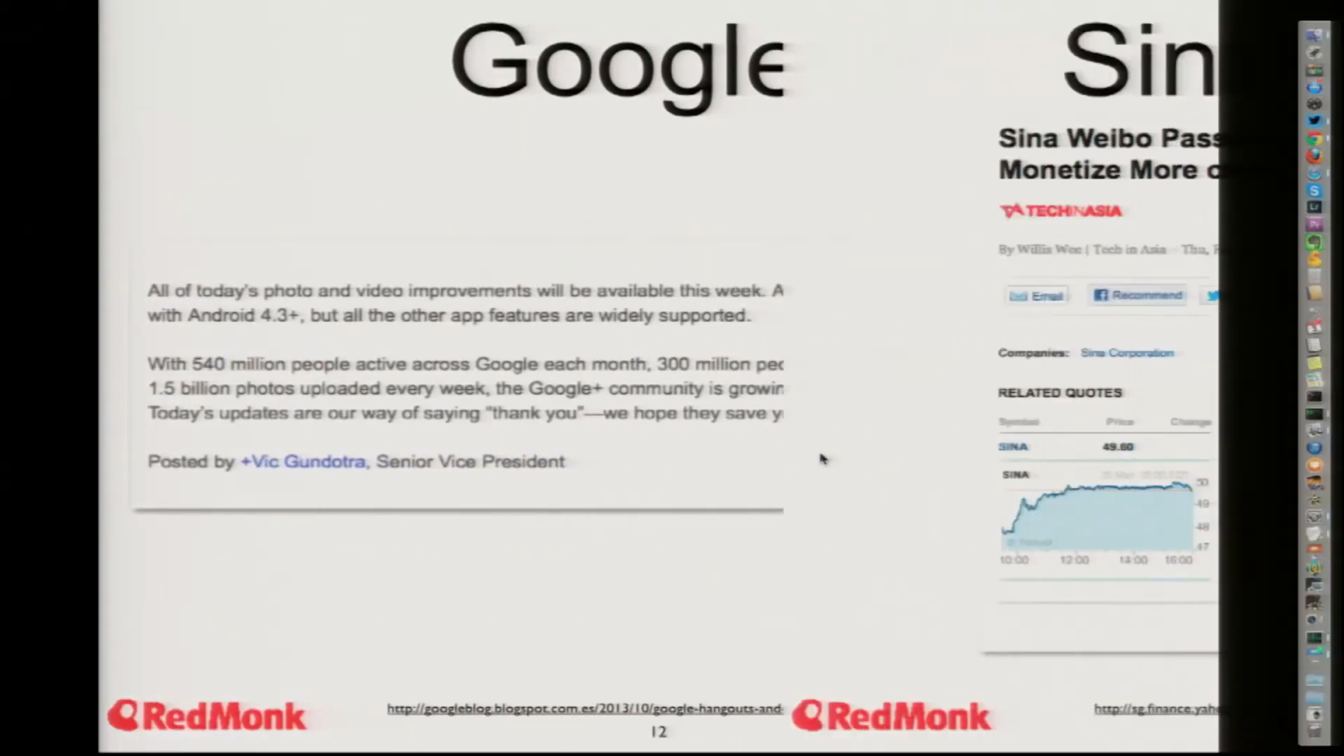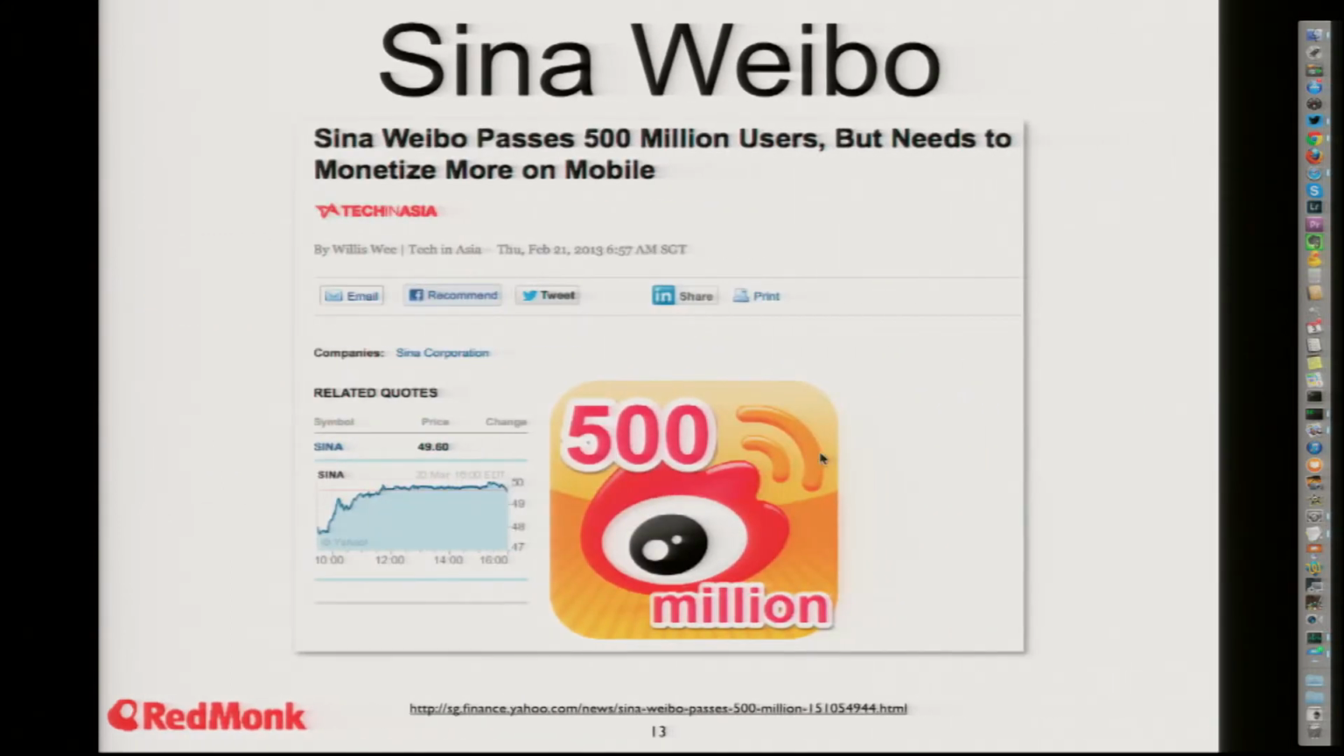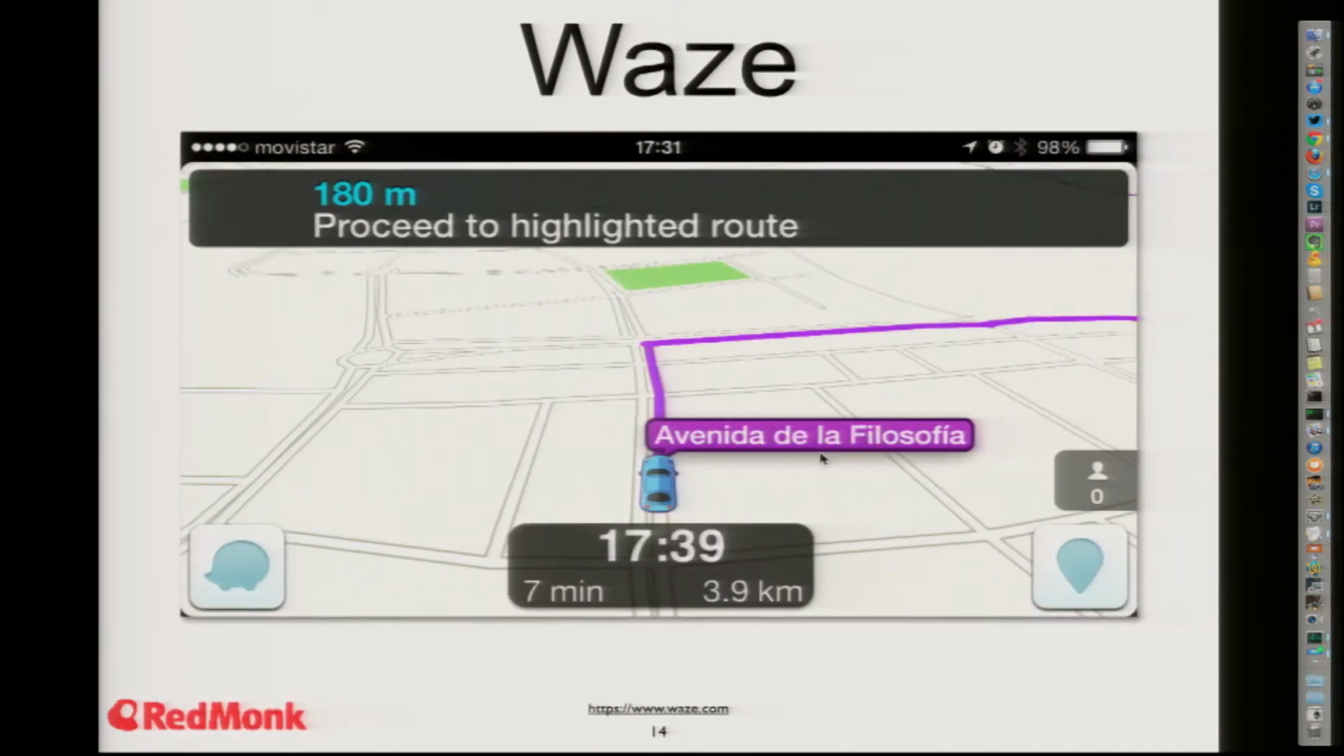So it's not just Twitter, it's not just Facebook. You've got Google Plus talking about 500 million users, 300 million in the stream. Sina Weibo, we're talking about 500 million users and growing. And you've got other networks as well. Waze, which was recently bought by Google, is a GPS. Okay, over here it's a GPS application, which is great, but it's a community one as well.